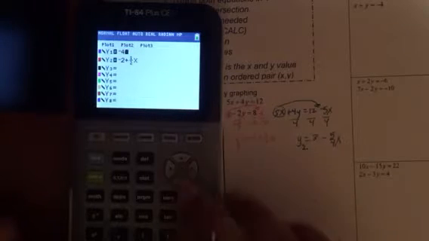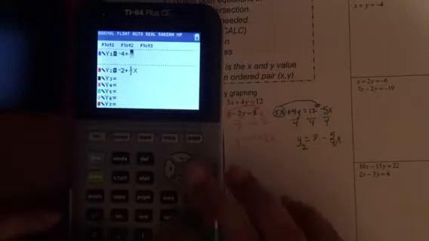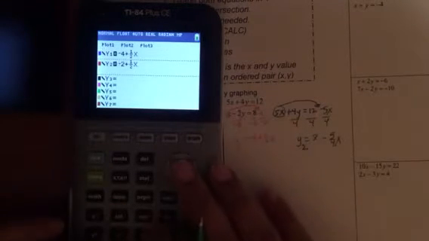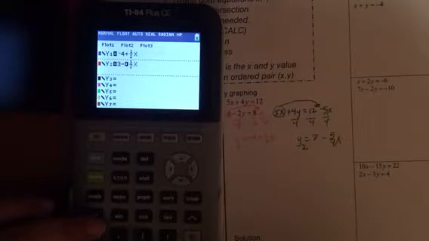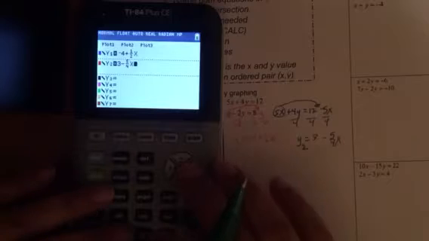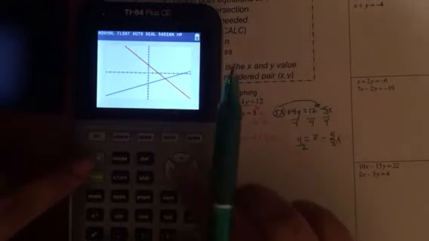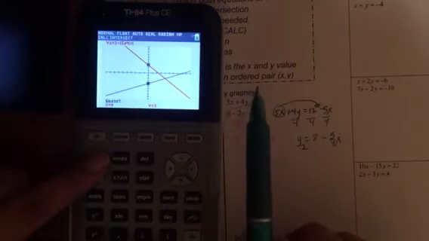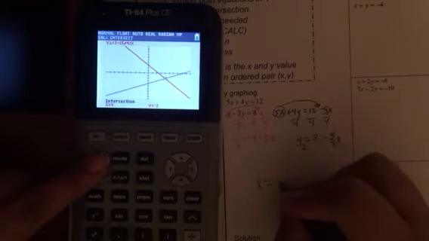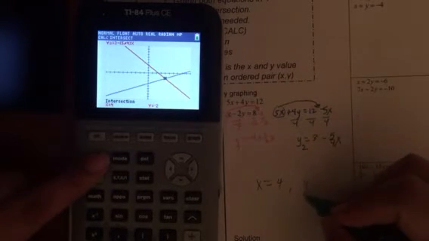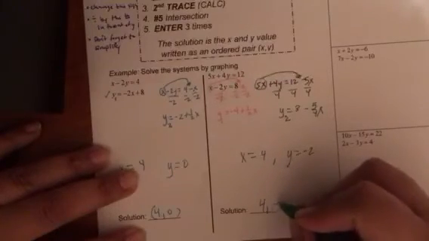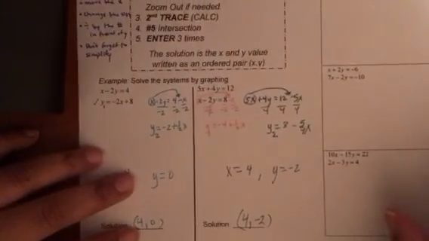So negative 4 plus 1/2 x. And here I'm going to type in 3 minus 5/4 x. I'm going to graph. I'm going to check to see if I can see where they intersect. I can see the intersection right here. So I'm going to do second trace 5. They intersect at x equals 4 and y equals negative 2. So again, you write the intersection as an ordered pair, so 4, negative 2. Now y'all are going to try the other 8 on the other side.